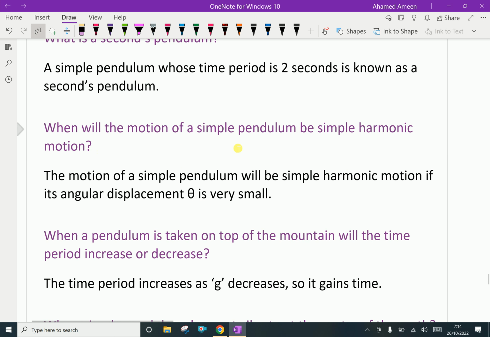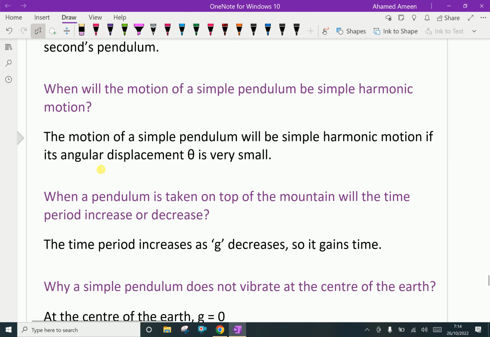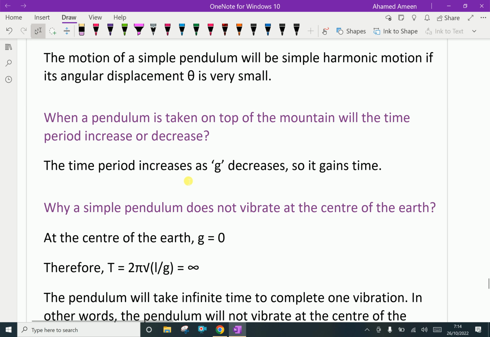When will the motion of the simple pendulum be simple harmonic motion? The motion of the simple pendulum will be simple harmonic if the angular displacement theta is very small. When a pendulum is taken to the top of a mountain, will the time period increase or decrease? The time period increases as g decreases. Wherever g decreases, the time period will increase, and vice versa. So it loses time. If g is more and more, the time period is less.